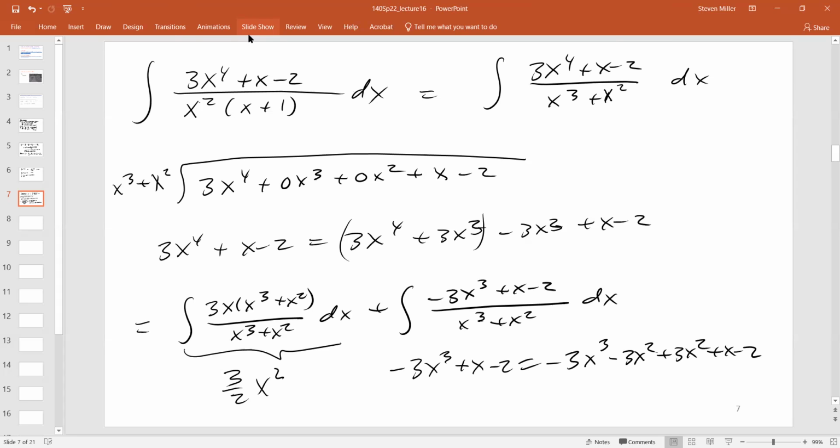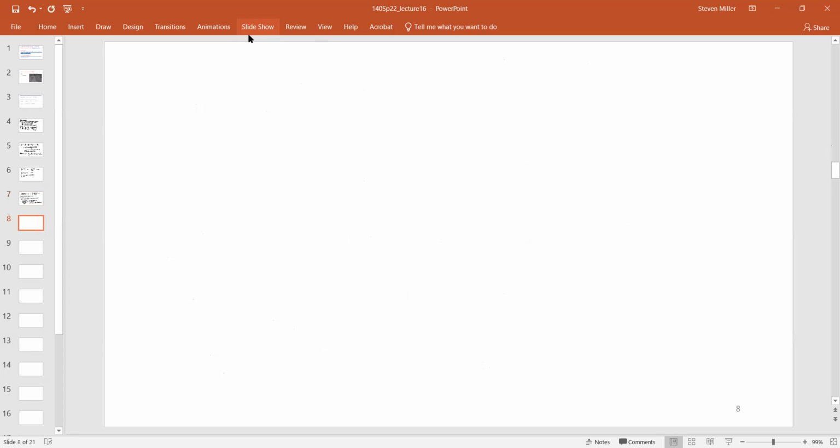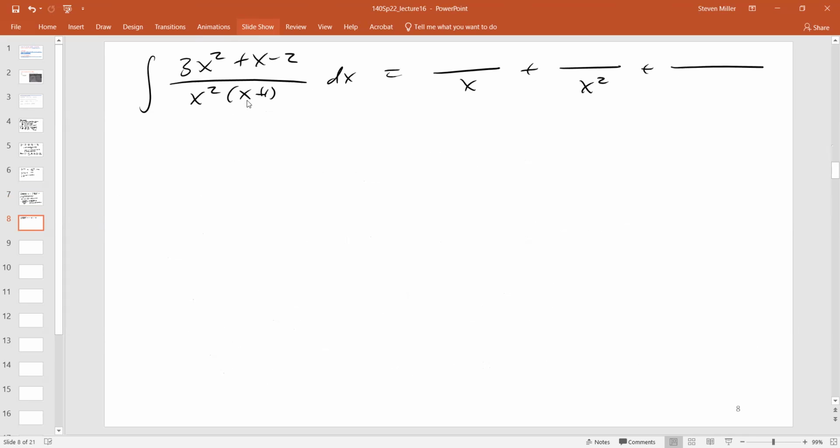And again, if I had done the polynomial long division, I would have gotten these multiples as well, and then I would have gotten the remainder of 3x squared plus x minus 2. So we now are down to, we have to integrate, I think it was 3x squared plus x minus 2 over x squared, is it x plus 1? So we want to write this as something over x plus something over x squared plus something over x plus 1. So what is the numerator going to look like for the x term?